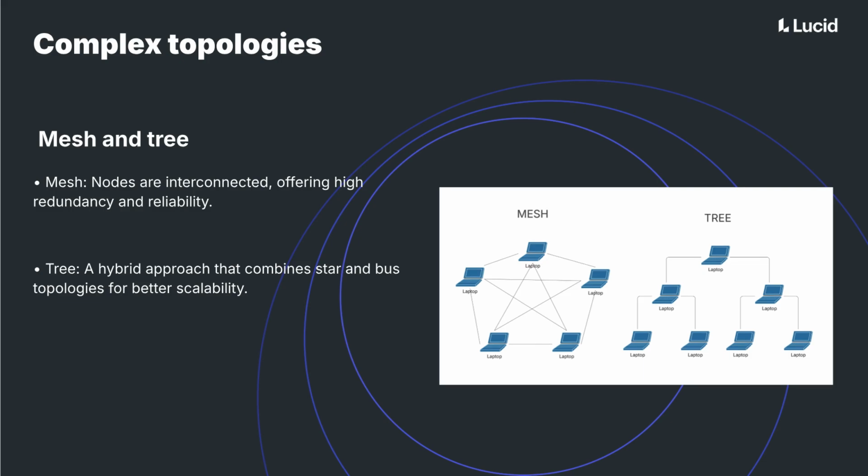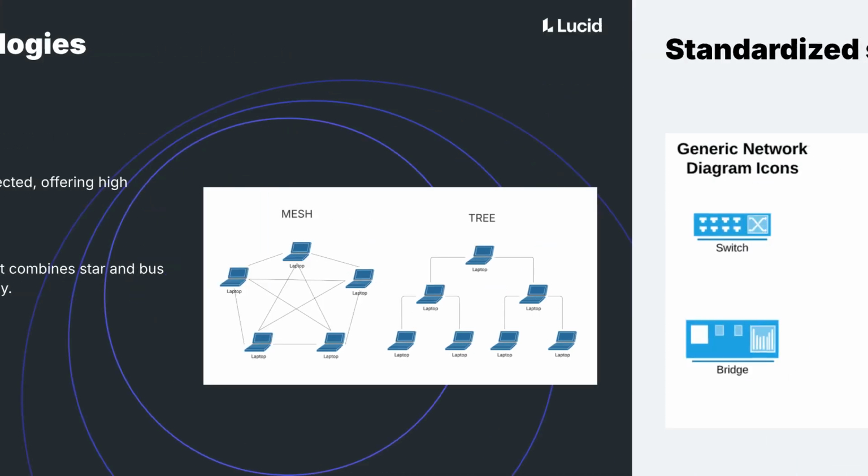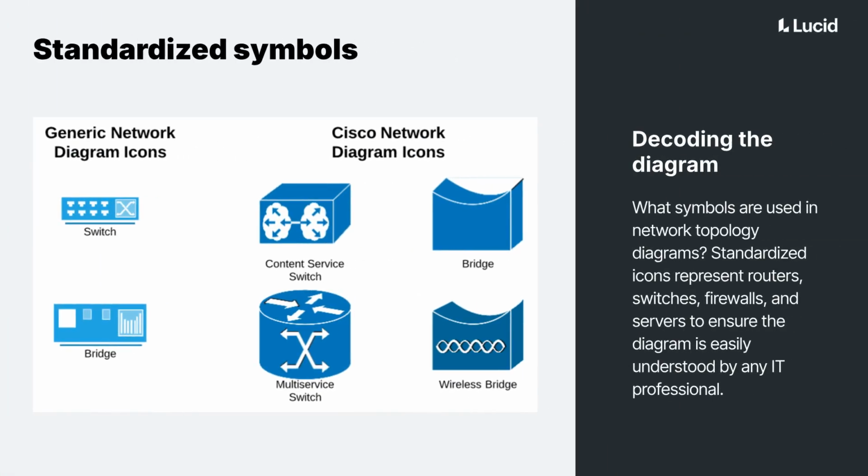For more complexity, mesh topologies offer high redundancy through interconnected nodes, while tree topologies combine star and bus layouts to allow for easy network expansion and hierarchical organization. What symbols are used in network topology diagrams? You'll typically see industry-standard icons for routers, switches, and firewalls. Lucid provides specialized libraries for AWS, Azure, and Cisco to keep things professional.